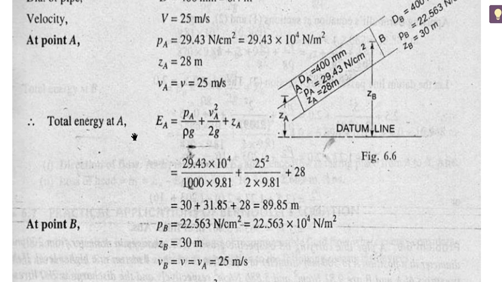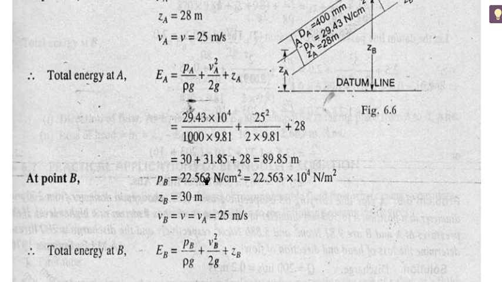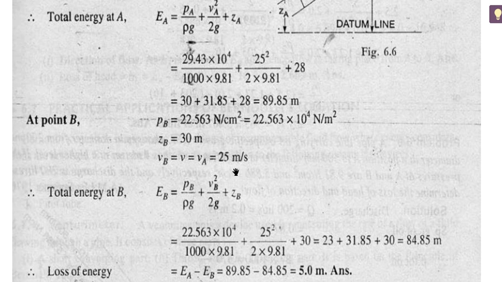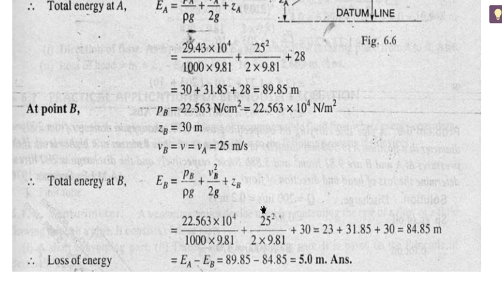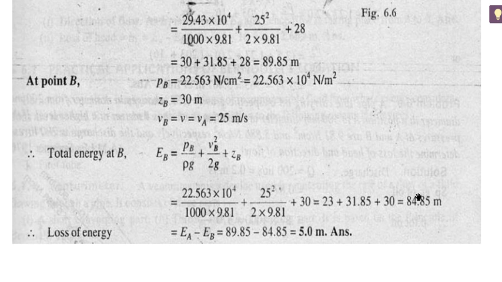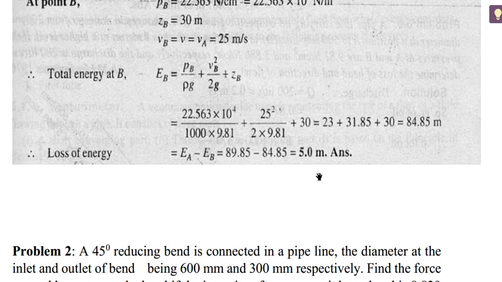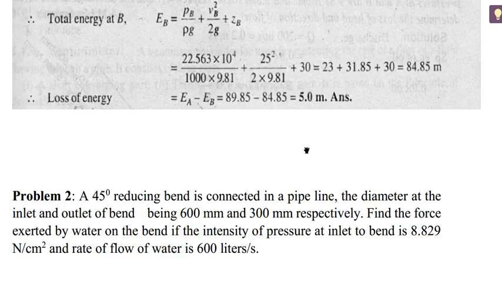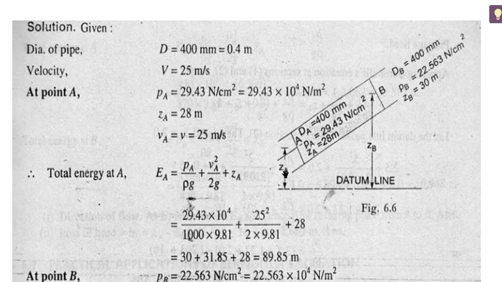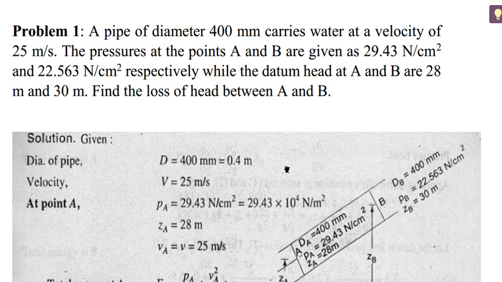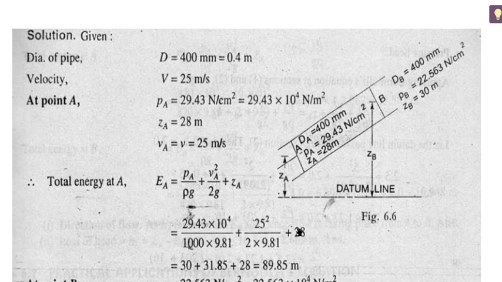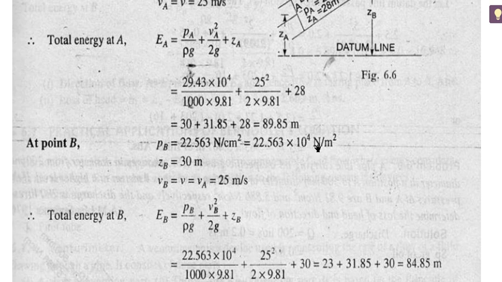So the total energy at A is P by rho g plus V square by 2g plus z. And total energy at B is the same, P by rho g plus Vb square by 2g plus z. This is the total energy at point A and this is the total energy at point B. If we subtract one from the other, we will get the loss of energy in meters of water column. 5 meters is the loss of energy. So Bernoulli's equation can be applied only for the ideal fluid. For a real fluid, on the right hand side we will get one extra term, that is the loss of head.